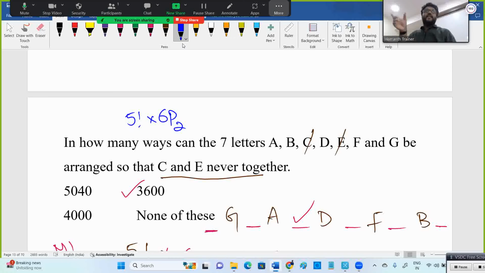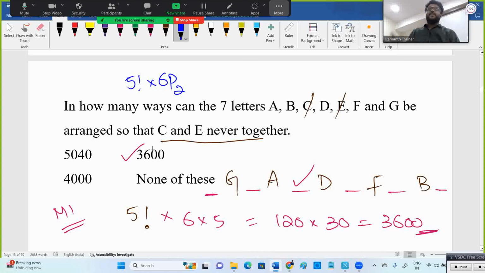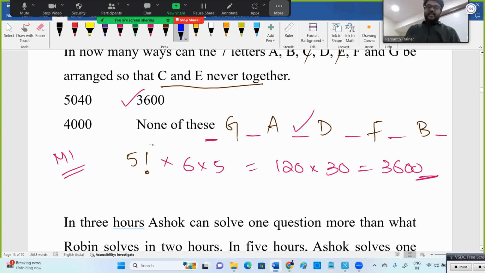Instead of 3600, you may have an option 5 factorial into 6P2. 6 places, 2 people should be arranged in those 6 places, 6P2. Okay, they may give options like this instead of solving and getting some value. This is method 1. Now let's try method 2.